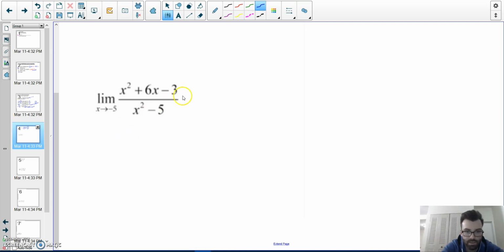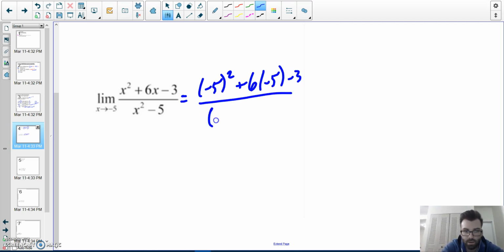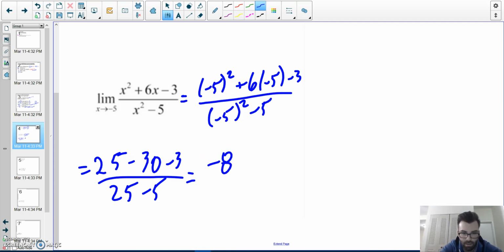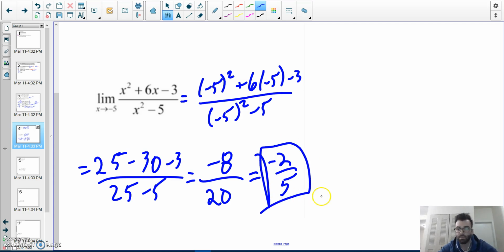All right. Substitution. Negative 5 squared plus 6 times negative 5 minus 3, all over negative 5 squared minus 5. Well, negative 5 squared, I get 25, minus 30 minus 3, all over 25 minus 5. Remember, when plugging this into your calculator, you must use parentheses, or it will give you a negative 25 here, which is incorrect. 25 minus 30 is negative 5, minus 3 is negative 8, over 25 minus 5 is 20, which simplifies to negative 2 over 5, which is again a number over a number.